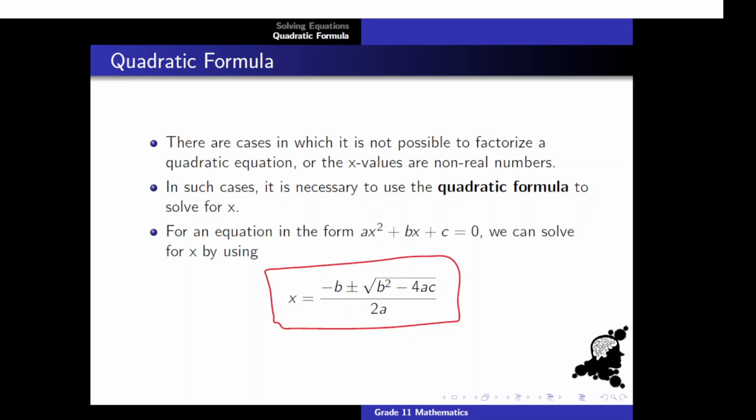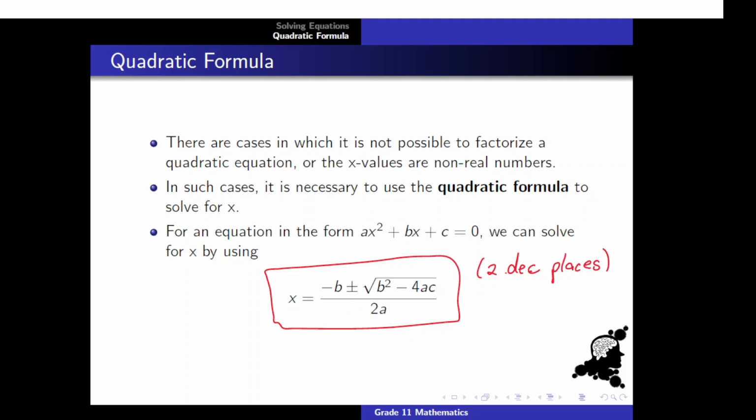And in your paper 1, question 1, there's always going to be one question where you'd be expected to solve for x either by completing the square or by using the quadratic formula. And how do you know that you need to do that? In brackets, they will say something like you need to solve for x correct to 2 decimal places. This is an indication that you need to use the quadratic formula or you need to use completing the square.